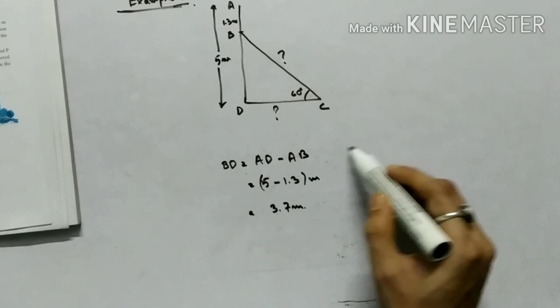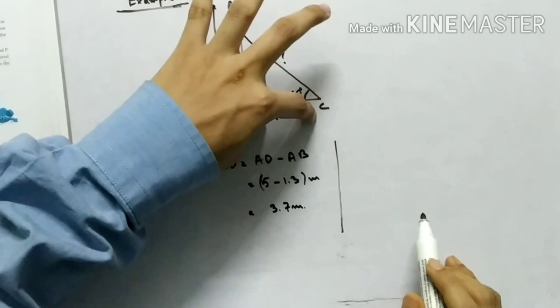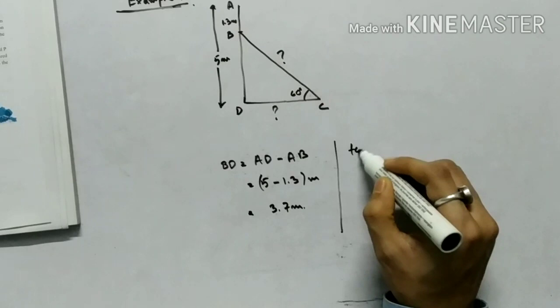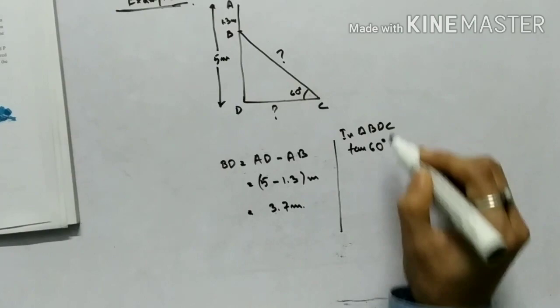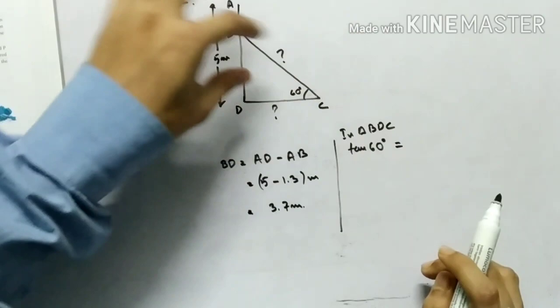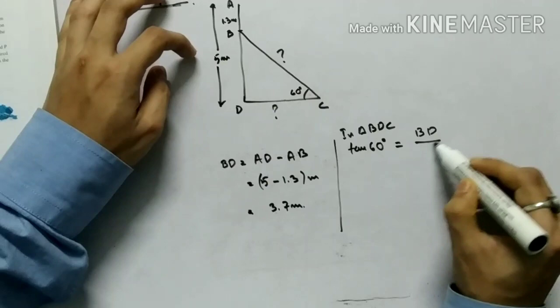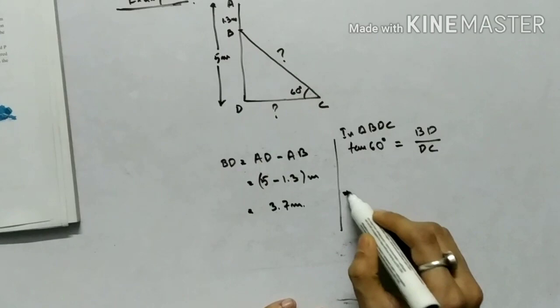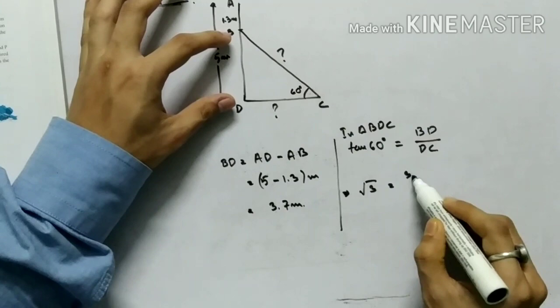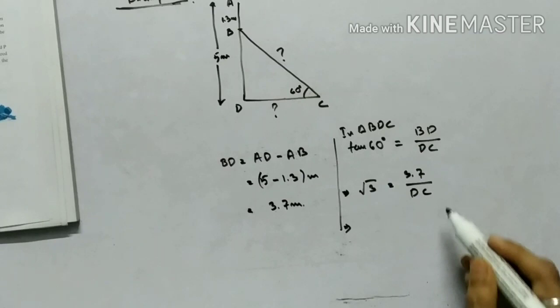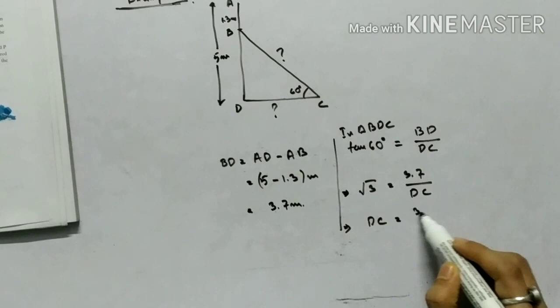Now first of all, I will use the perpendicular I got. If I want to find the base, I can use the tan function. I can write in triangle BDC, tan 60 degree is equal to perpendicular by base. Tan theta is perpendicular by base. So tan 60 degree will be BD by DC. Tan 60 value is root 3, equal to BD value 3.7 by DC. DC value I have to find. I don't know the value of DC. So if I solve it, I will get DC equal to 3.7 by root 3.